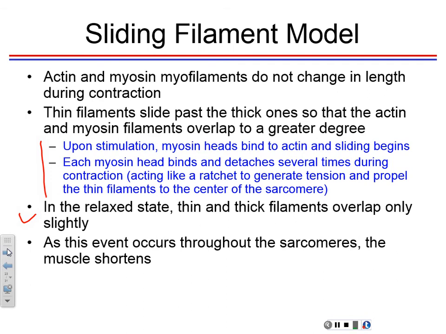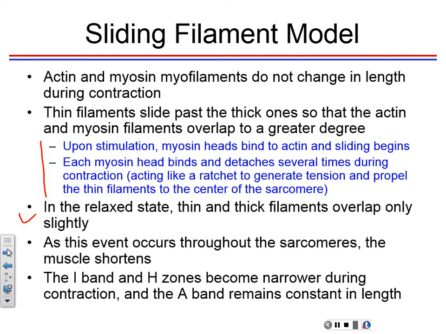All right. And this occurs throughout all the sarcomeres, and they all shorten, and the whole muscle shortens. So, I band, H zone, sarcomere shorten during muscle contraction. The A band stays the same length. Okay.